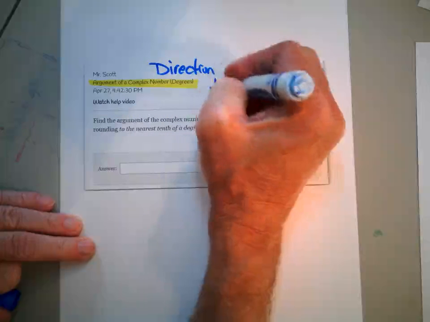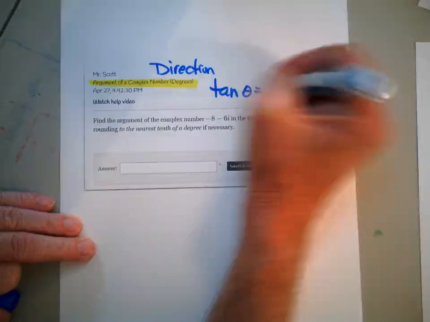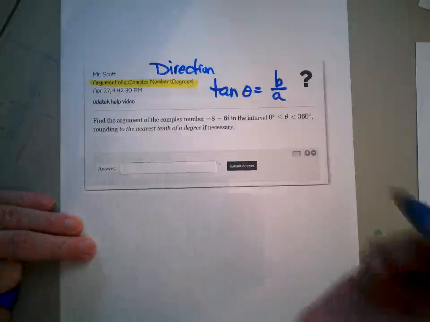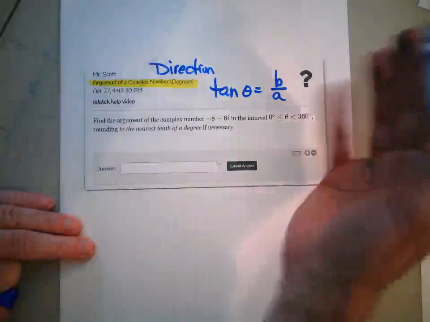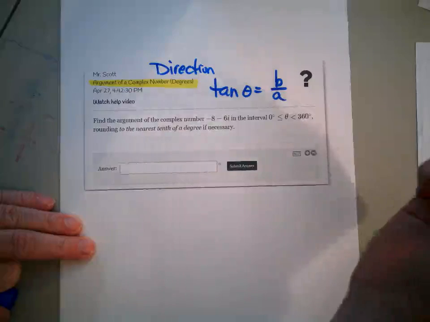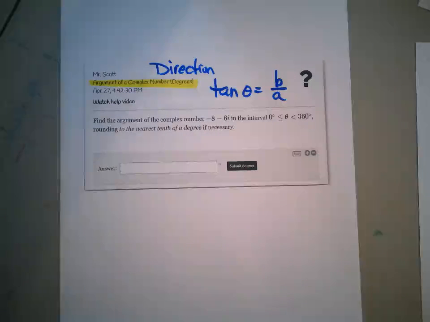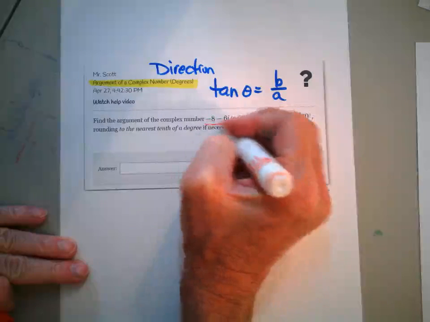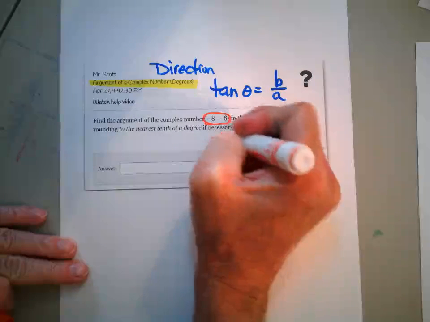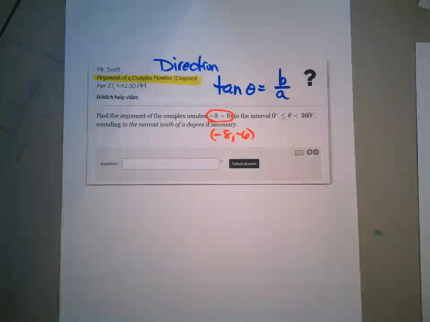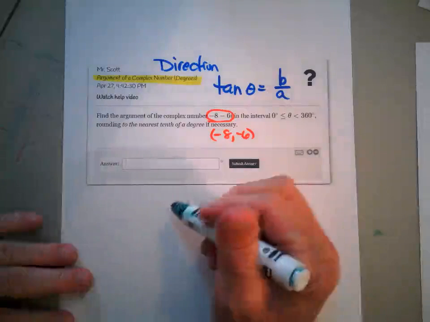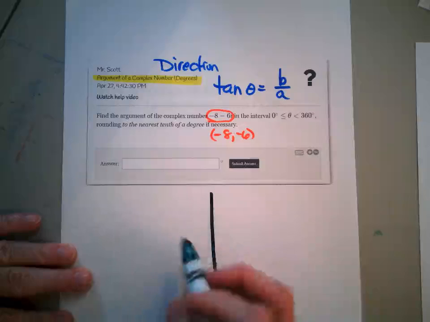And so we had tangent of theta equaled b over a. So we ended up doing the inverse tangent of the b value over the a value, or the y value over the x value. Okay, so let's turn our complex number here into the -8, -6 ordered pair. I'm going to show you what we need to be thinking about here.